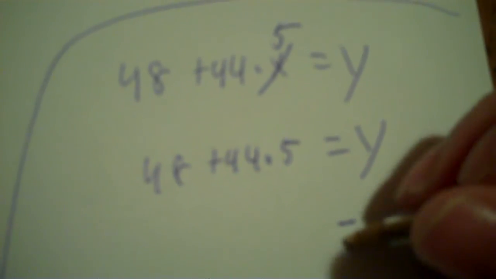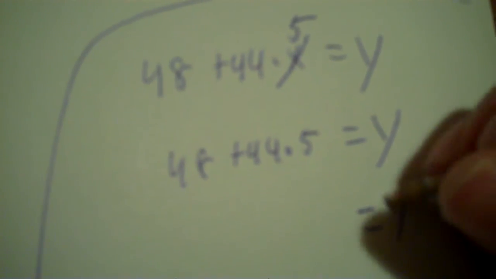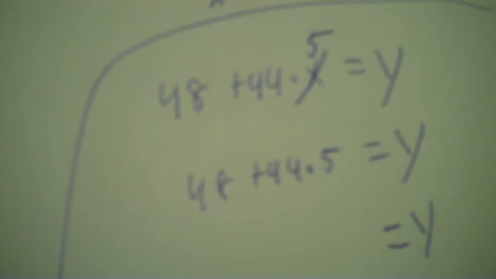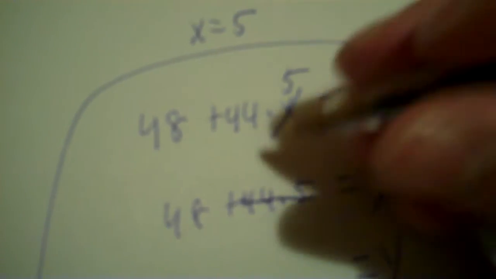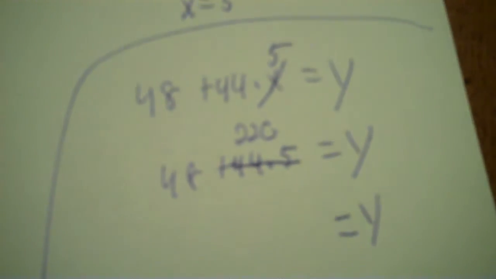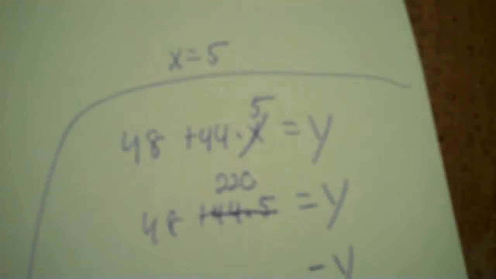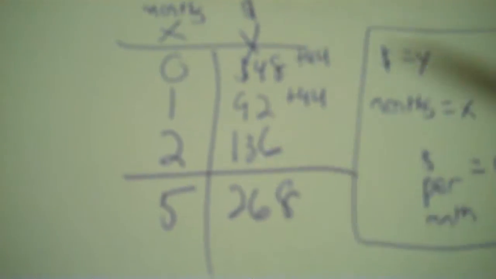Okay. So on this side we're set, we just have Y. On this side I can do all my operations. So I can times first to get 220. And I can take my 48 plus 220, 268. So the cost is $268. It's also the cost of 5 months. Okay, last problem.